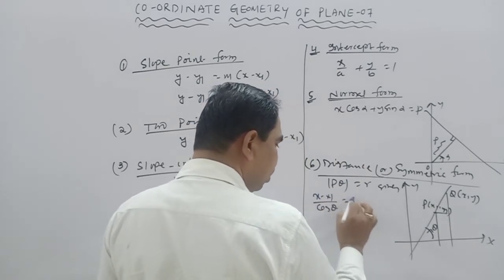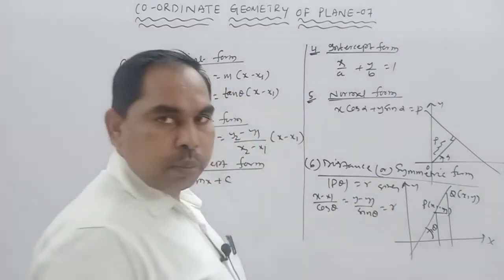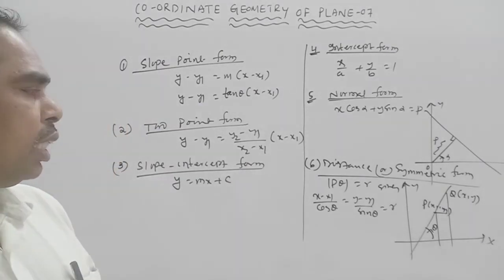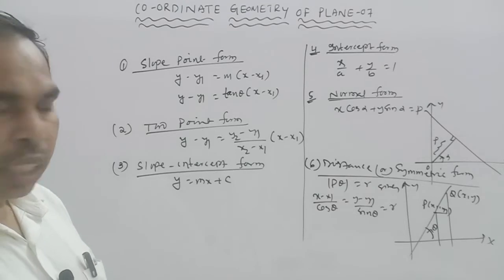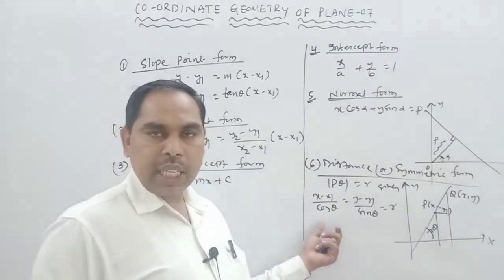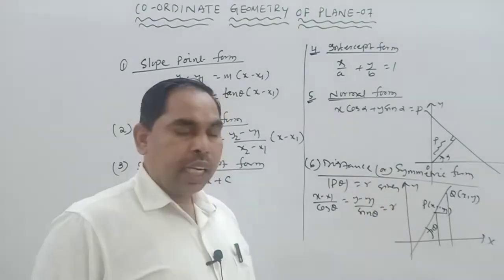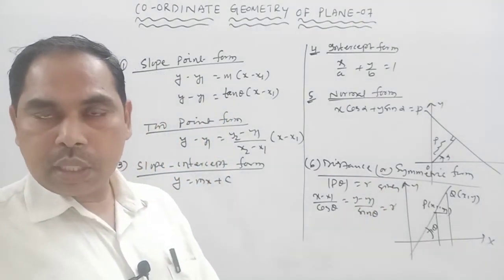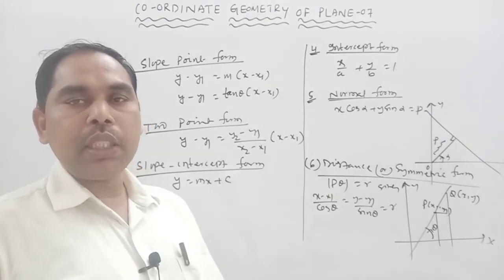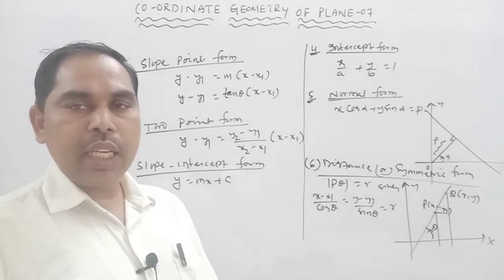Then the distance form is given by x minus x1 divided by cos theta is equal to y minus y1 divided by sin theta is equal to R. This is the distance form or symmetric form, where theta is the angle made by the line with positive x axis in positive sense, and the line passes through a fixed point x1 comma y1. R is the distance between the point P and Q, where Q is any point on the line.